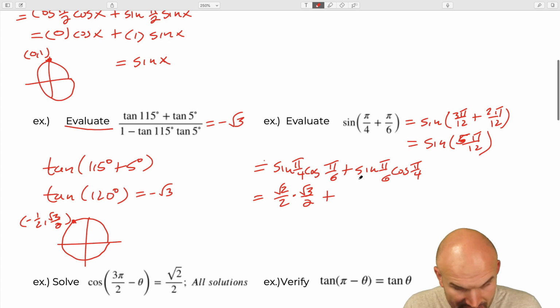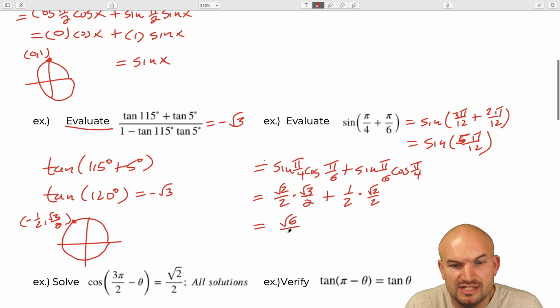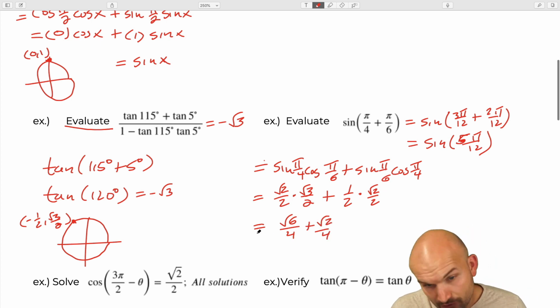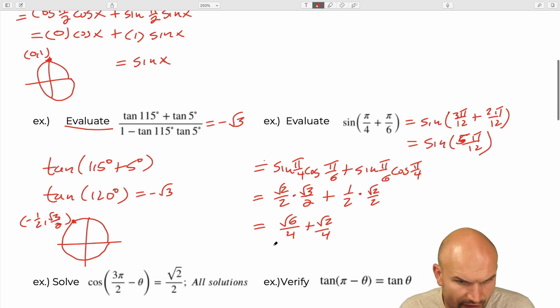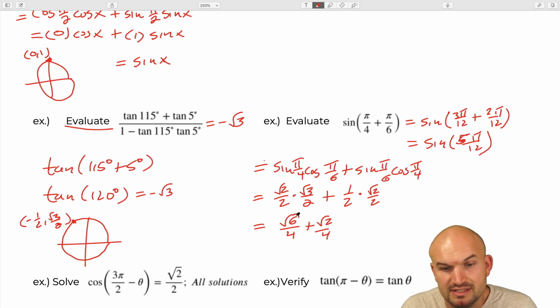Plus the sine of pi over 6, that is going to be a 1/2. And the cosine of pi over 4, that's going to be a square root of 2 over 2. Okay, so we're going to get a square root of 6 over 4 plus a square root of 2 over 4. Right? 2 times 2 is 4. So there's definitely a couple different ways that we can go ahead and simplify this.